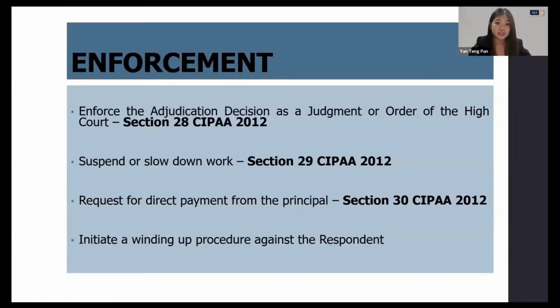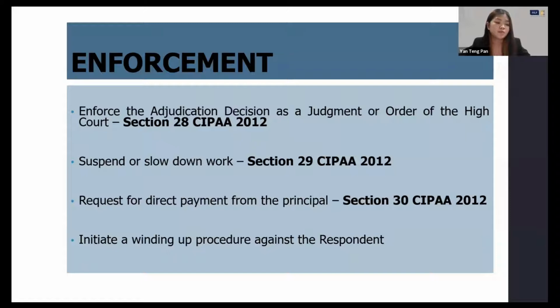Enforcement of adjudication decision. If an adjudication decision is in the claimant's favor, the adjudication decision is binding unless it is set aside by the High Court or finally decided by court or arbitration. If the respondent refuses to comply with the adjudication decision, the claimant may then proceed to enforce the adjudication decision by the following methods, either concurrently or separately.